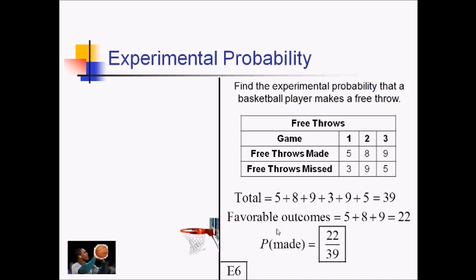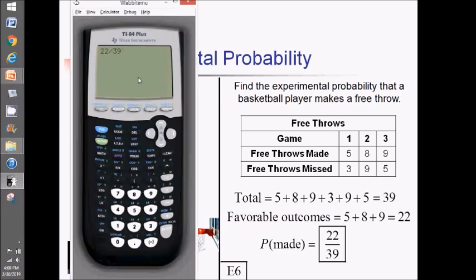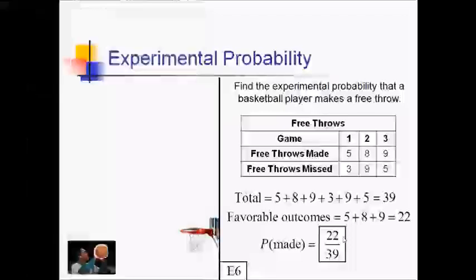If we do that on the calculator, we could convert this to a percent like they actually do in basketball. This is going to be about 56.4% if you move the decimal, which is actually not too far from Rondo's actual free throw percentage.